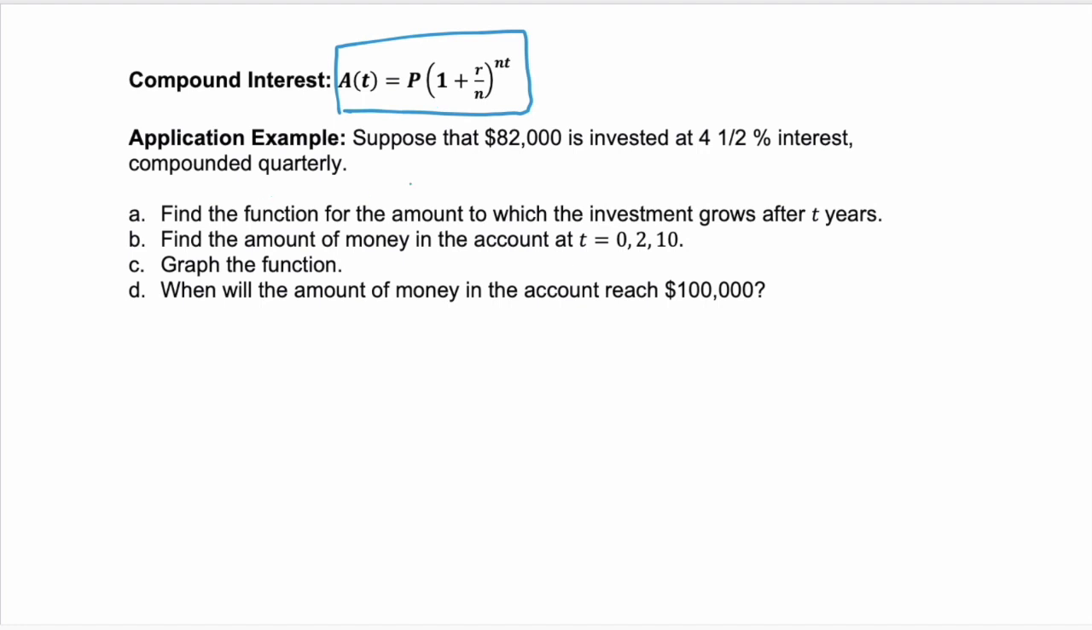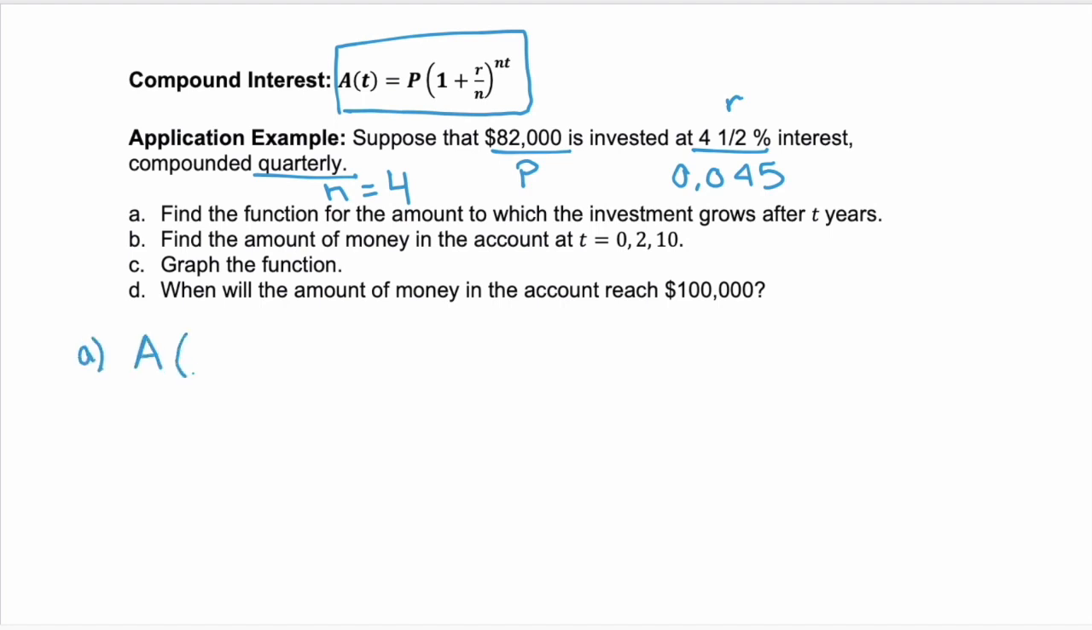So in our example, we have $82,000 invested at 4.5% interest, compounded quarterly. So 82,000 is our P, that's what we're starting with. 4.5% is 0.045. That's our R as a decimal. Compounded quarterly, this is our N, and quarterly means 4 times in a year, so N equals 4. We need to find the function for part A.